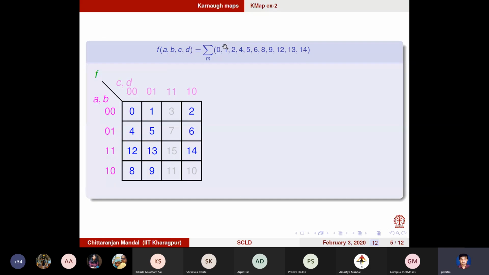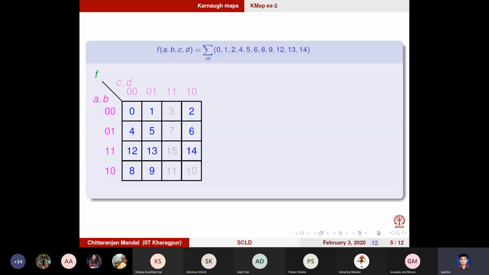Right, so here is another example. In the sigma notation, the true minterms are 0, 1, 2, 4, 5, 6, 8, 9, 12, 13, 14. These are the true minterms. Again, let me repeat the goal. The goal is to cover all the true minterms by forming cubes consisting of adjacent cells of size 2 or 4 or 8. Try to form as large a cube as possible.